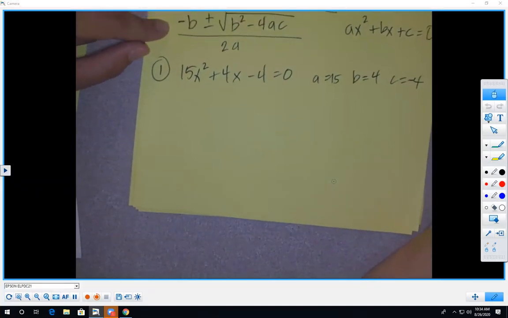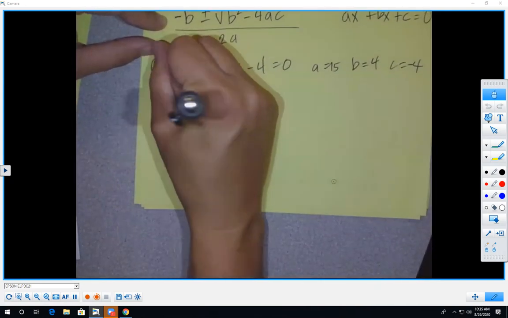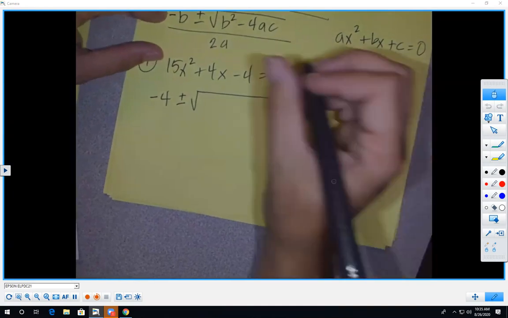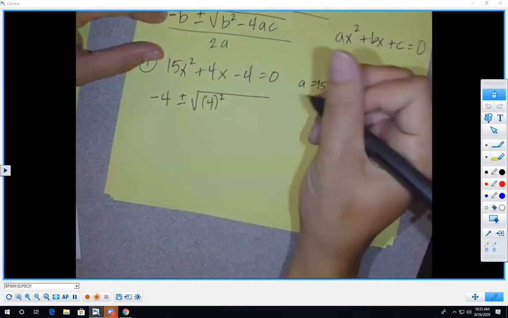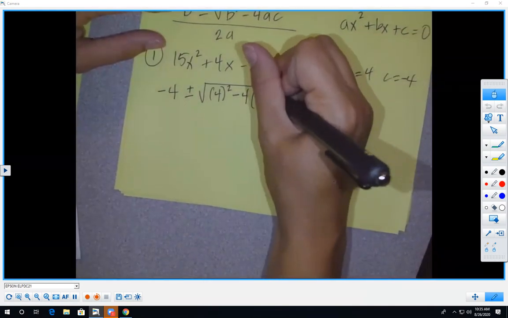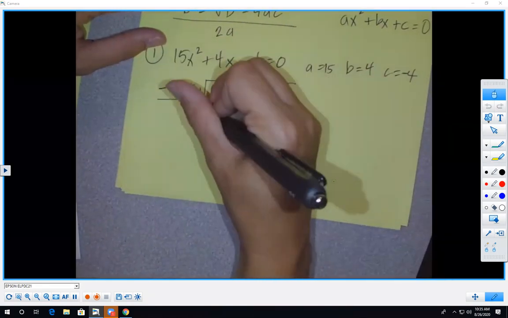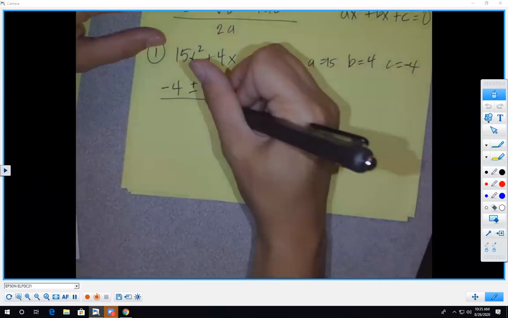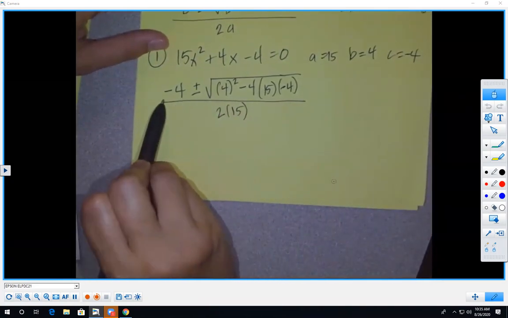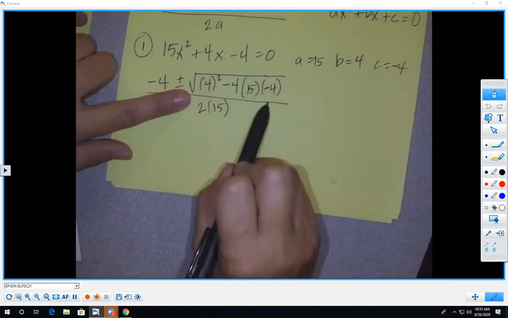The formula says negative b. That means change the sign of b. B is currently positive 4, so I'm going to change it to negative 4. Plus or minus the square root of b squared. B is 4, so I'm going to take 4 and I'm going to square it. Minus 4 times, what's my a value? 15. What's my c value? Negative 4. All divided by 2 times a. What's my a value? 15. Be sure that your division bar goes all the way over here underneath this negative 4. Sometimes people try to leave it off and then only put it under this part and it messes up your answer.